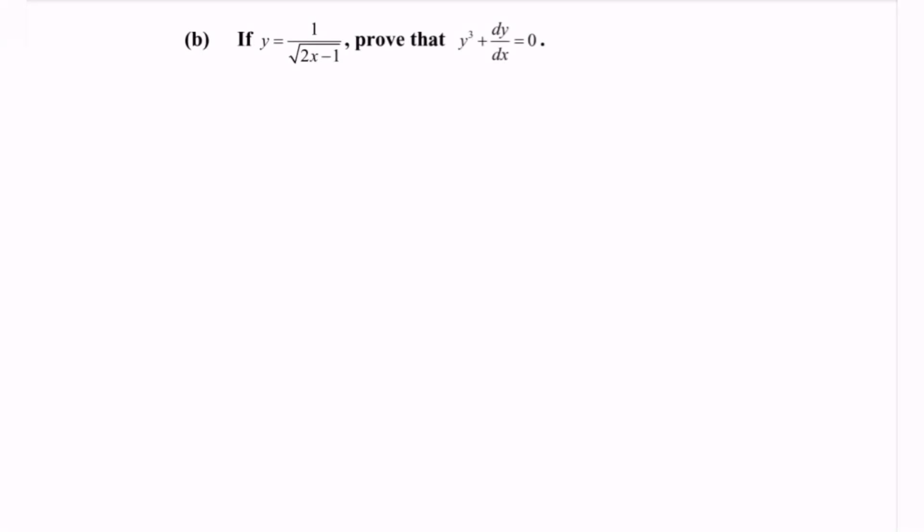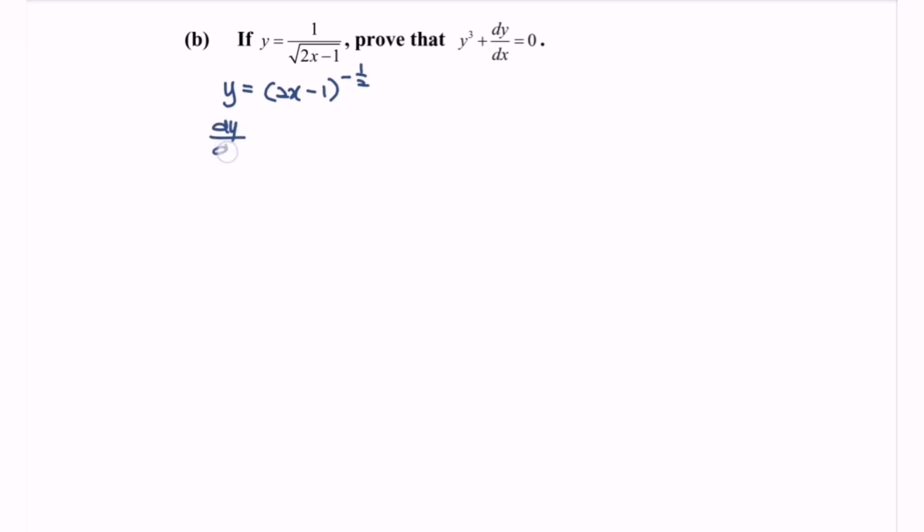Kindly refer to question B. If y is equal to 1 over square root of 2x minus 1, prove that y to the power of 3 plus dy/dx is equal to 0. So kindly modify the equation where we have y is equal to 2x minus 1 to the power of negative 1 over 2. Kindly differentiate the equation.